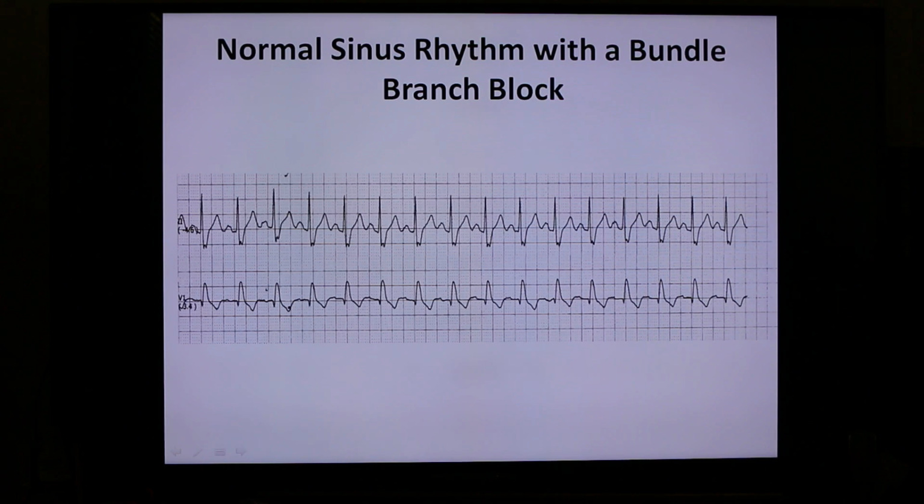This is also sinus rhythm with a bundle branch block. The P wave is upright in lead 2, followed by a wide QRS with a QR pattern in V1 at a rate of about 93 beats per minute.